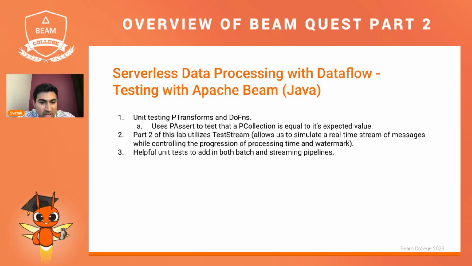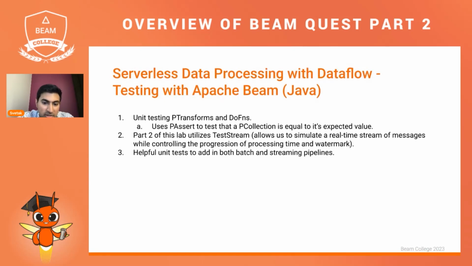And then part 2 of this lab utilizes test stream, which is essentially a way to generate a real-time stream of messages. But you can control the progression of processing time and watermarks, which, if you remember from the streaming labs, are very important. And really, the idea behind this lab is to give you some helpful unit tests and helpful ideas on how you can add testing to both batch and streaming pipelines.